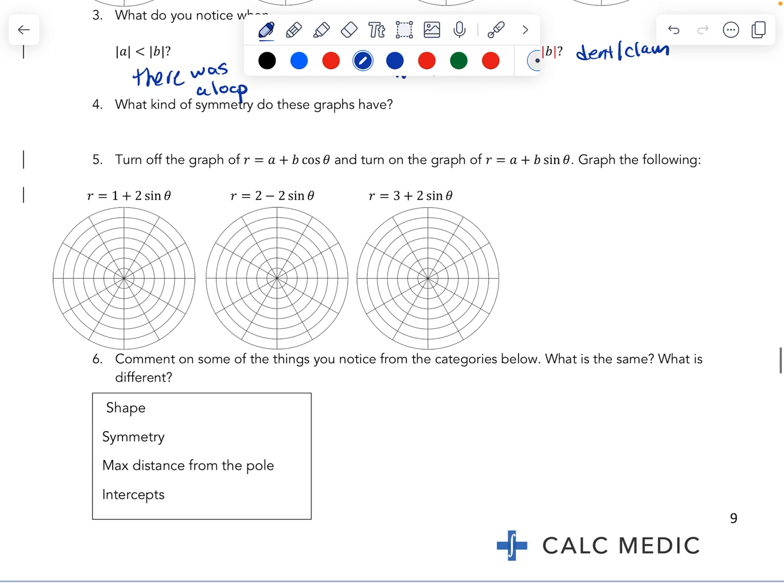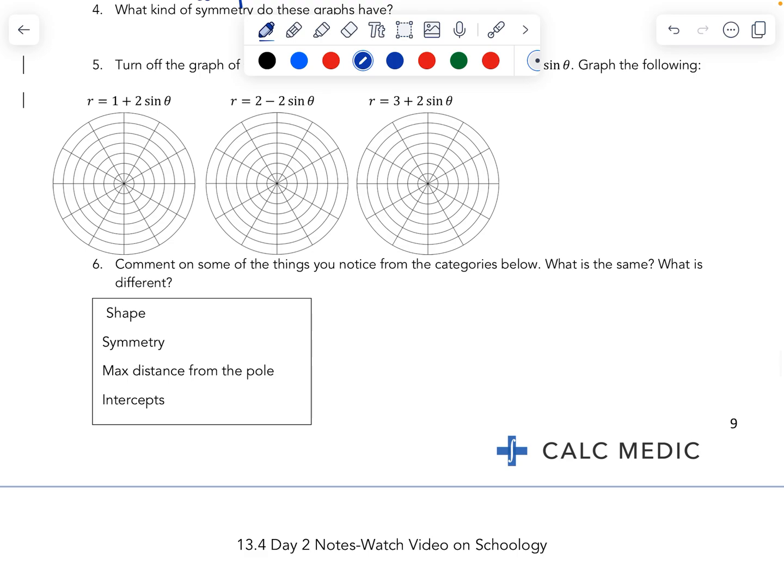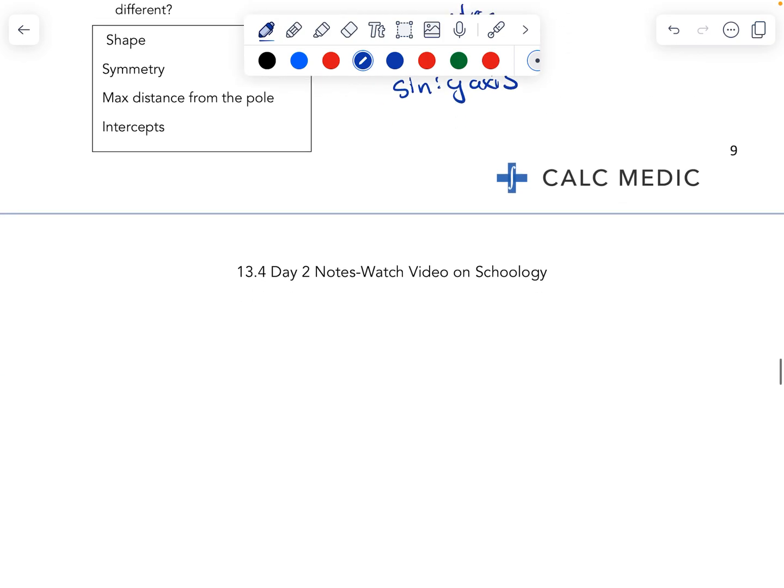And you were asked to compare some different things. Some things that you would notice: symmetry. Some things I hope you noticed, you might have noticed others. Cosine has x-axis symmetry. Sine always has y-axis symmetry. All right, and then you could notice some different things about the distance from the pole and all that exploration.